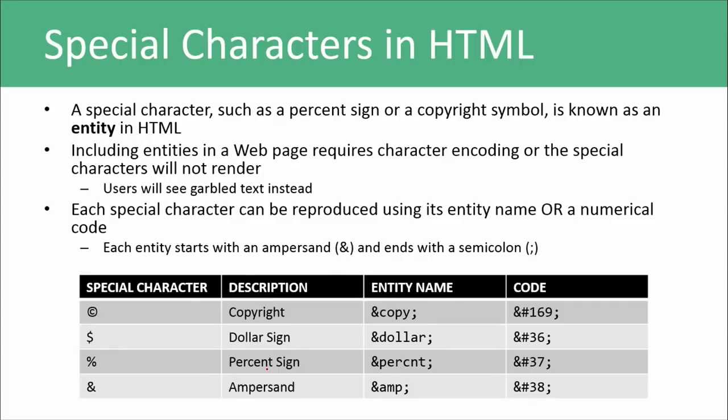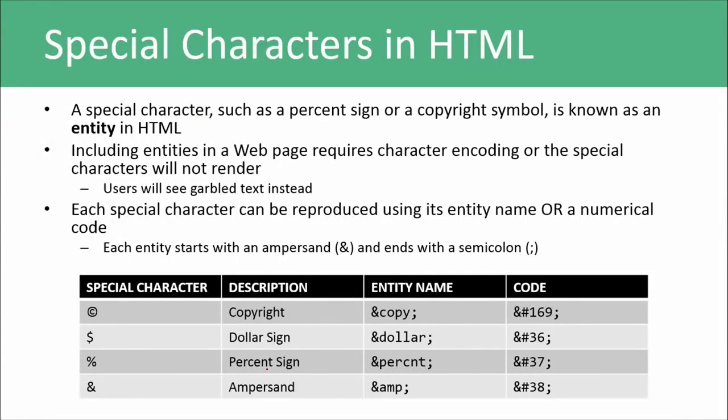HTML also allows us to use some special characters. These special characters are called entities, and they include things like percent signs, copyright symbols, all sorts of good stuff there. If we don't include things like entity names or special codes for these different entities, then they won't actually render on screen. Causes us some pretty big problems.